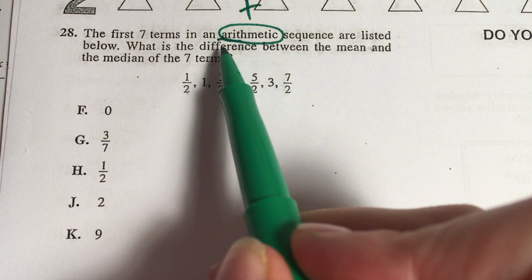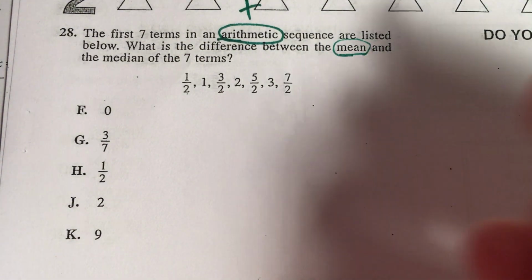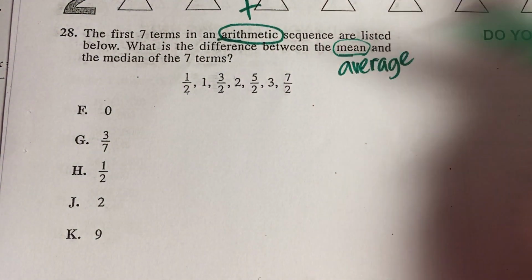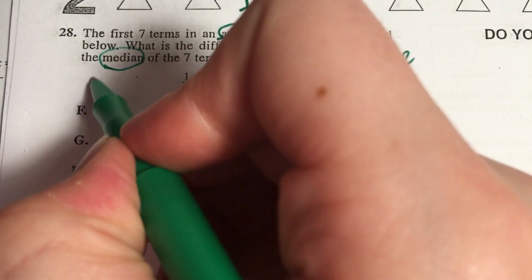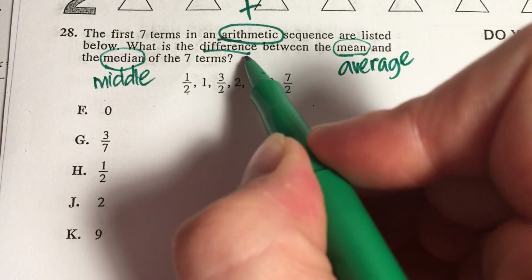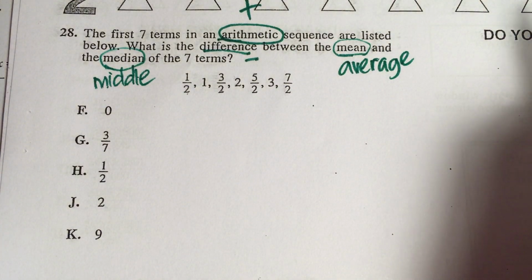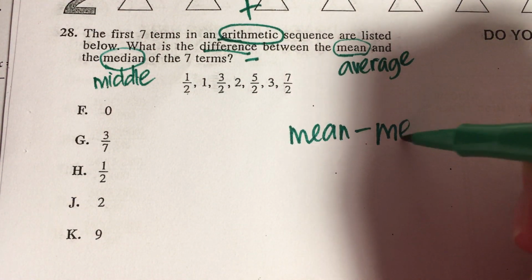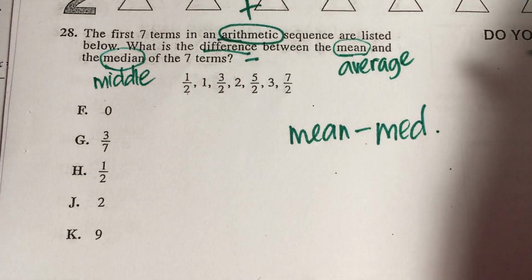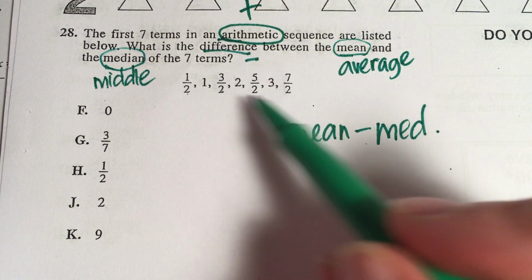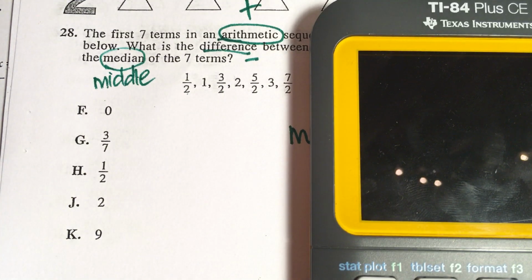It says what is the difference between the mean, right? That's our average, and the median, that's our middle. What's the difference between them? Remember, difference always means subtraction. So I need to find the mean, and then I need to find the median, and I need to subtract them. So in order to find the mean, the average, I add them all up and then divide by the number of numbers. So I'm going to go to my calculator.